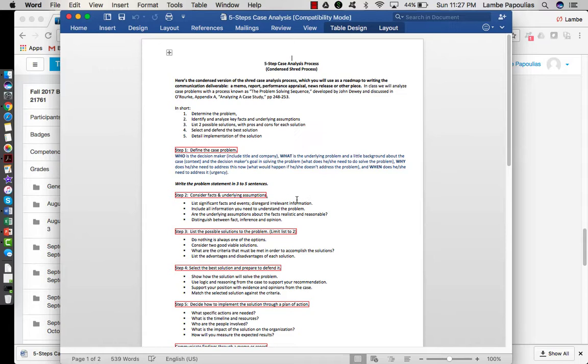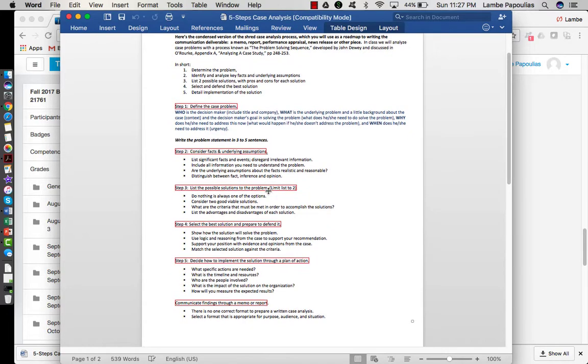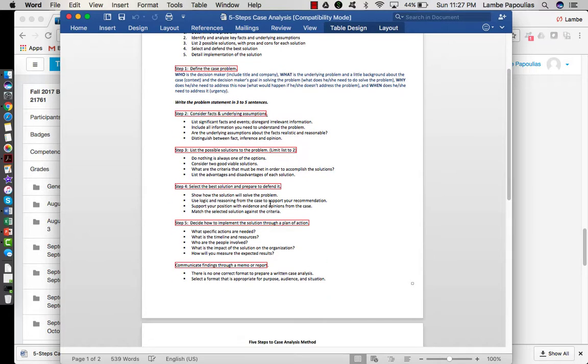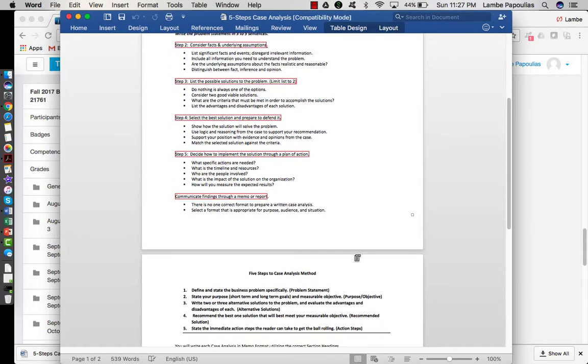Step 2, consider facts and underlying assumptions. Step 3, list the possible solutions to the problem. Step 4, select the best solution and prepare to defend it. And the final step, step 5, decide how to implement the solution through a plan of action.